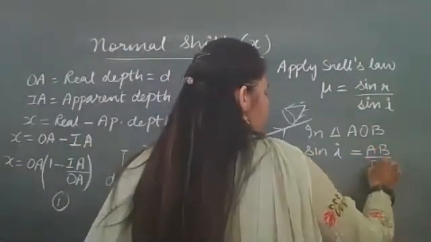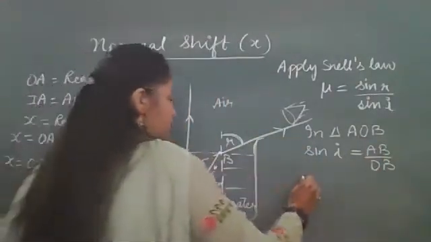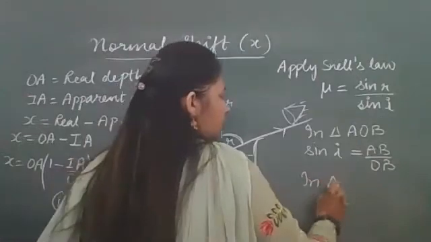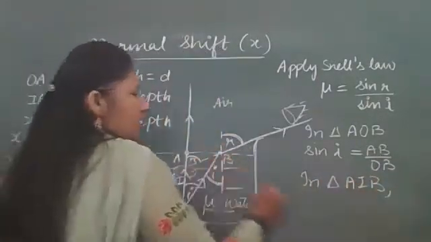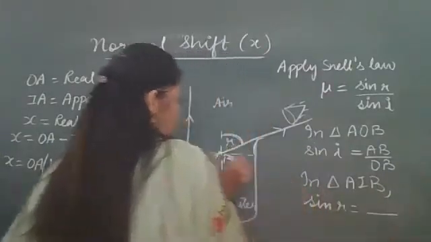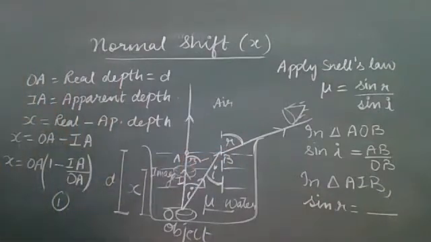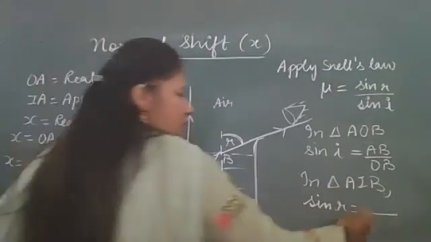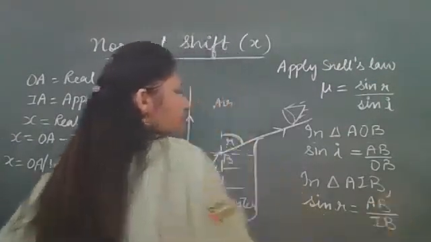AB upon OB. Same way we will take the smaller triangle. In triangle AIB, how can we write sin R? Sin R will be AB upon IB. See, the hypotenuse of the smaller triangle is IB. So I'll write here AB upon IB.